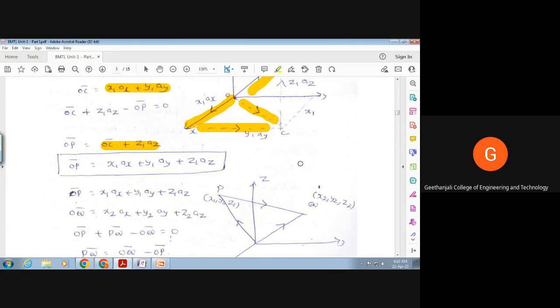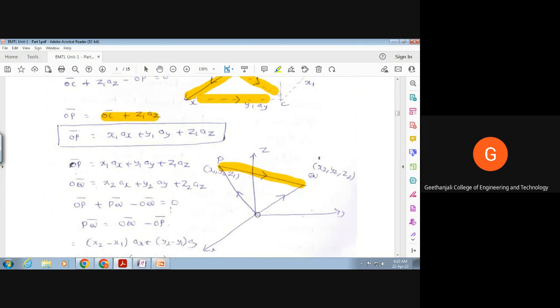Next, is there any rule that every vector needs to start from the origin? No. You can have a vector PQ like this, which is not even passing through the origin. So how do you express this vector PQ? Vector OP is a simple vector that starts from the origin and terminates at point P. So vector OP is nothing but x1 ax plus y1 ay plus z1 az. Similarly, vector OQ is x2 ax plus y2 ay plus z2 az.